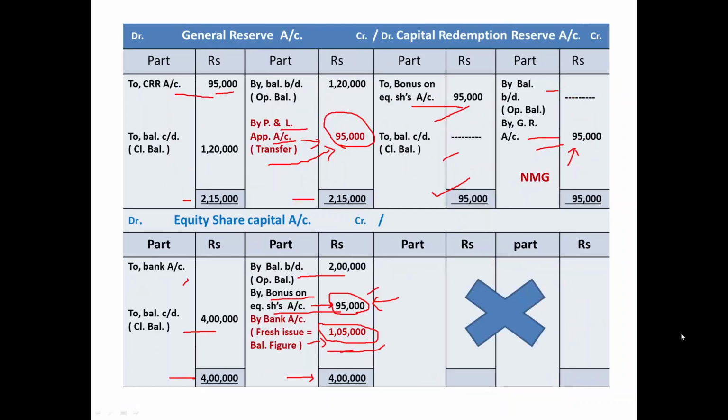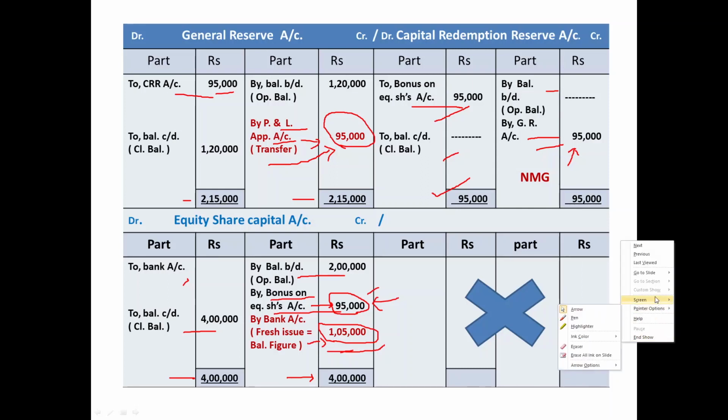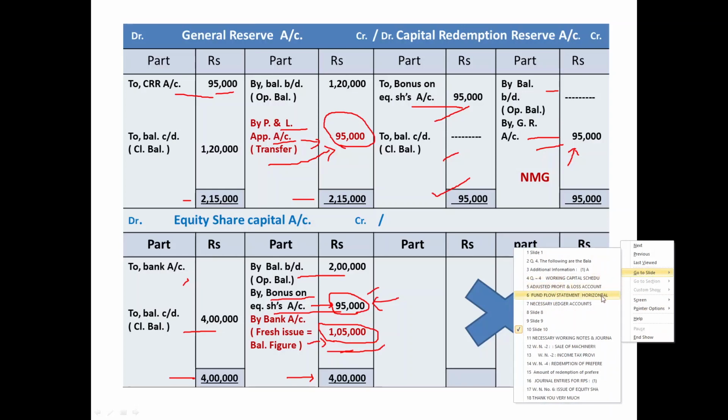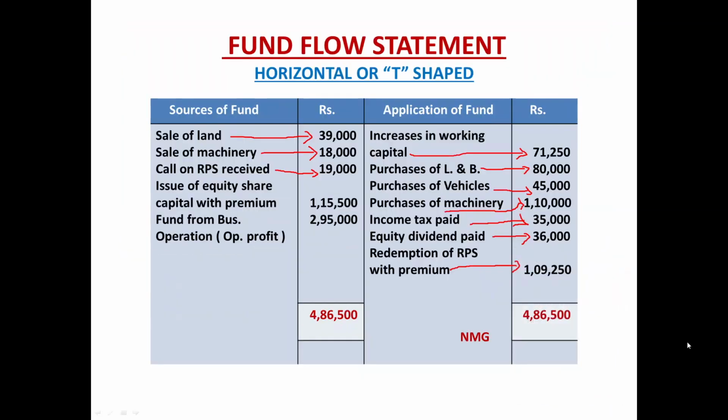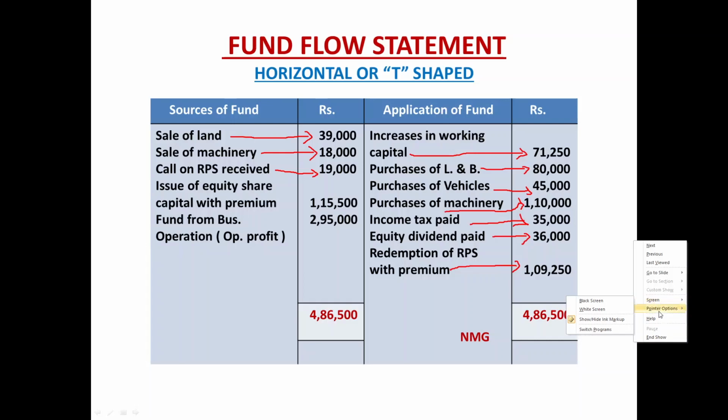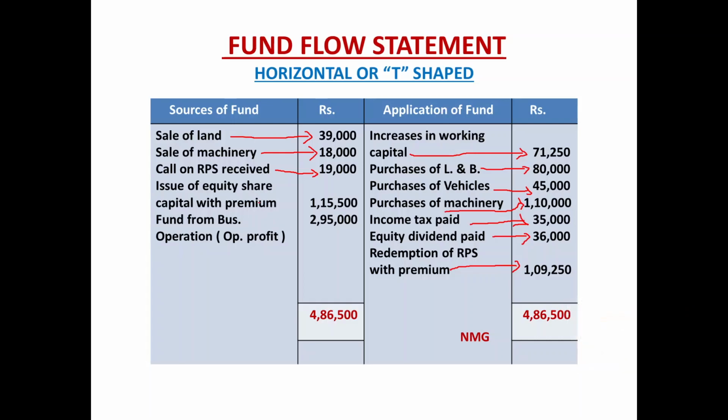FFS impact. Total amount received due to this issue 1,05,000 plus premium 10,500. So we got total 1,15,500 as a source of fund in the fund flow statement. Issue of equity share capital with premium 1,15,500. So this was in the context of the new equity share issue with 10% premium.